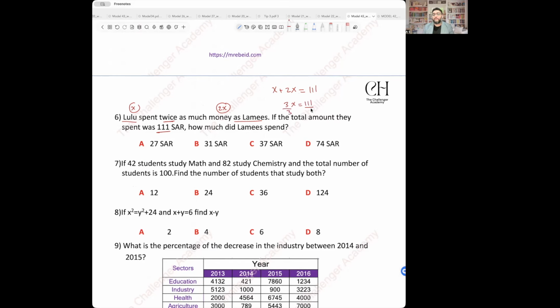Divide both sides by 3. So 11 divided by 3. It will be 3 and the remainder is 2. 21 divided by 3. It will be 7. It means the value of X equals 37. The answer is C. Let's move to question 7.